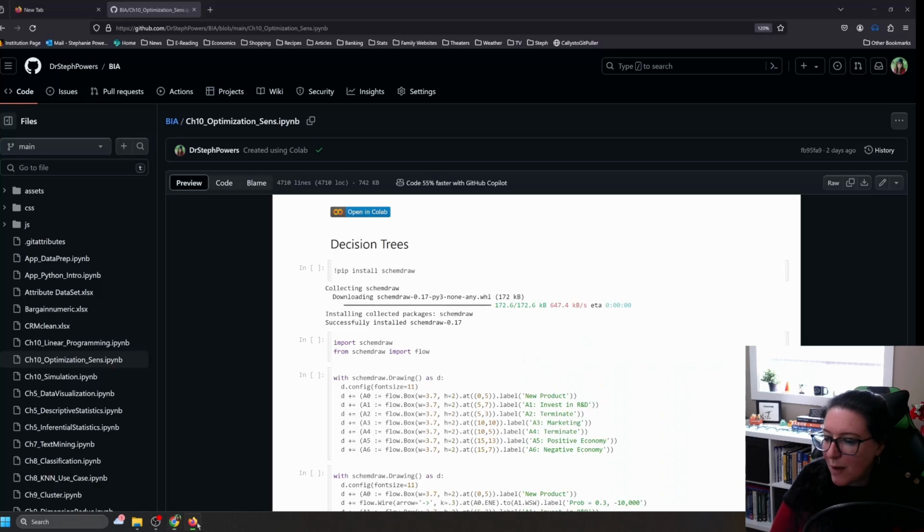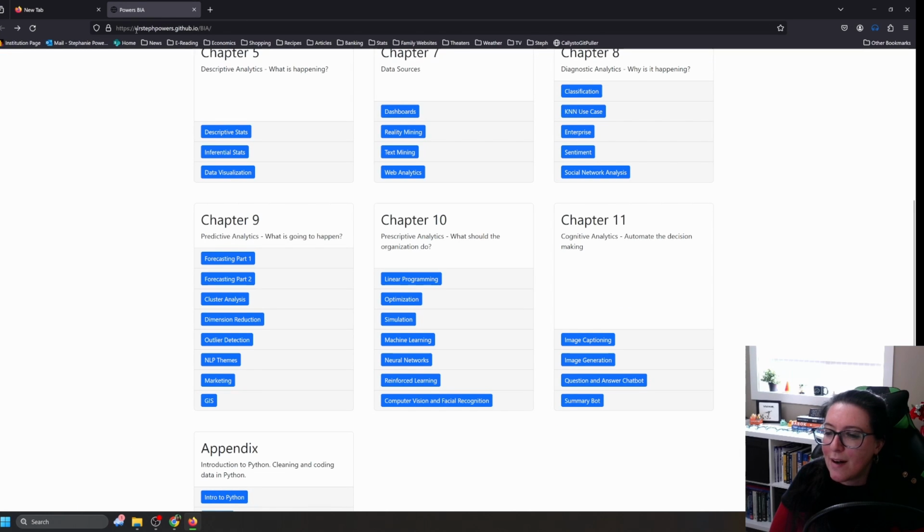And just while I'm talking about linking your drive, if you are looking for this code, we are here at drsteph.powers.github.io/BIA. We are in this Python workbook called Optimization. Click here, open in Google Colab so that you can work on the workbook yourself.